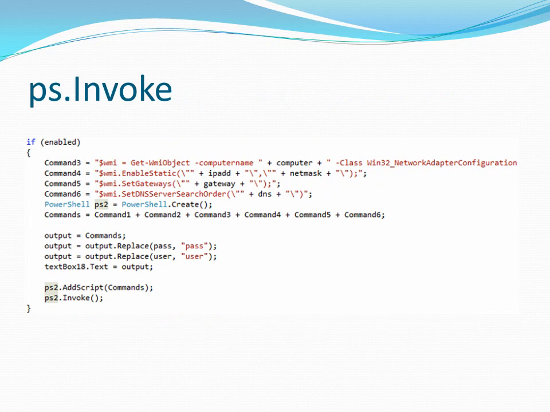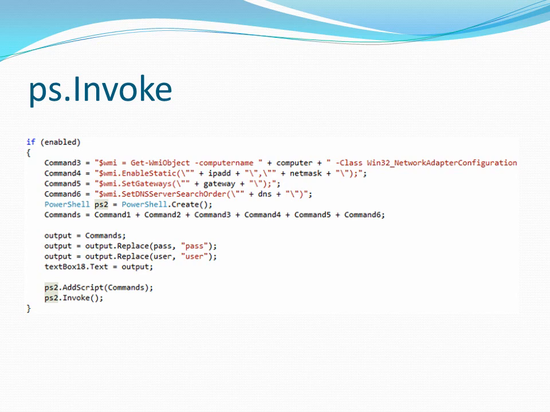Here's the other half of that function. So if the adapter is to be enabled, then obviously we go and locate the adapter. We set up a static IP address and subnet mask, and then the gateway and the DNS server, and again create a PowerShell script, add the commands to the script and invoke it.